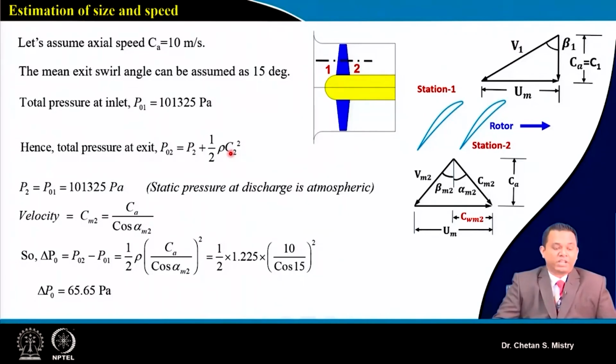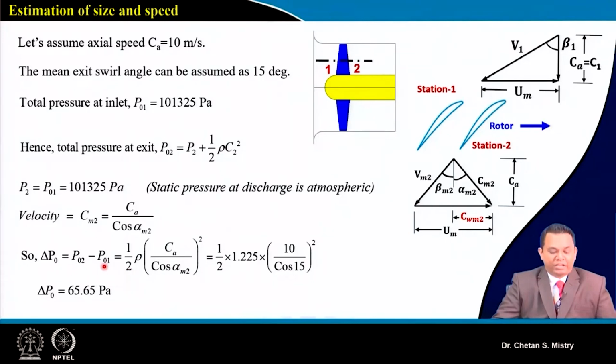Now for this case, what is given says my exit pressure is atmospheric pressure. So we can say my static pressure P2 is equal to P01. They both are the same. If this is the case, then we need to calculate our delta P0, which we are representing in terms of static pressure and absolute velocity term. So here P2 and P01 are the same.